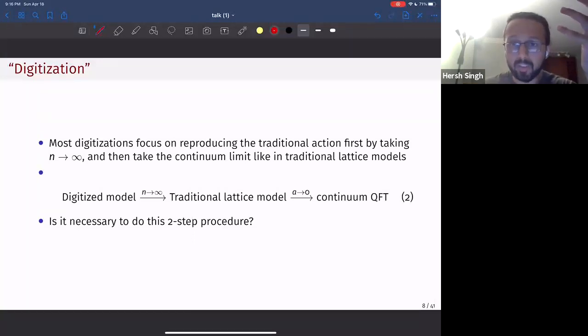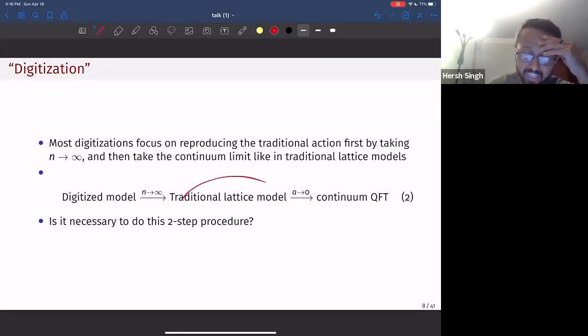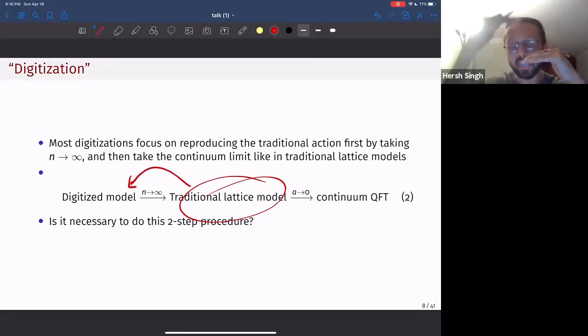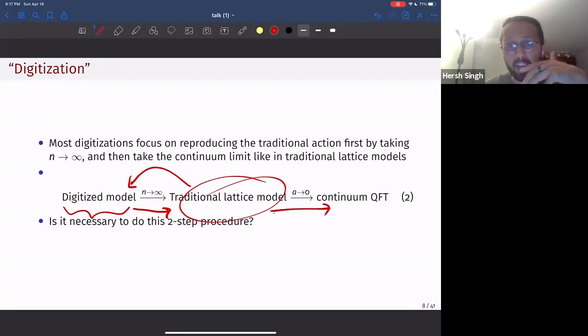So I was talking about this idea of digitization, right? This idea of truncation. Now, most approaches that I mentioned in the previous slide work in the following way. They start with a traditional lattice regularization, the ones that have been studied in lattice field theory for decades. And then they simply truncate it in some way, and they get this digitized model. To get to the continuum limit, they have to start from the digitized model and take this limit first, which is the limit of the local Hilbert space going to infinity. And then, just like in traditional models, they also have to take the continuum limit.